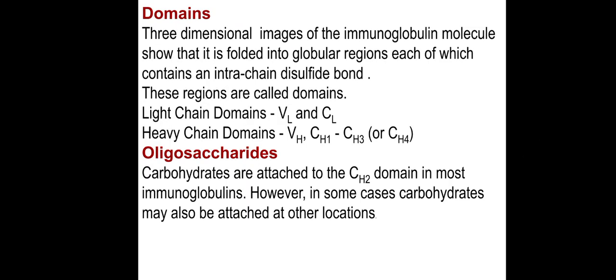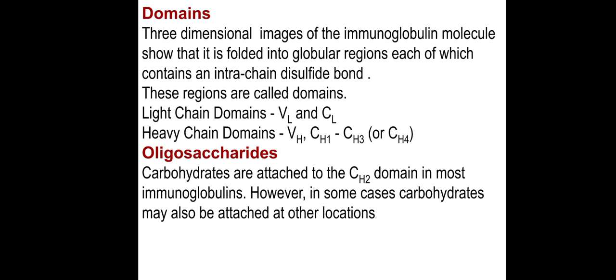Domains. On seeing the three-dimensional image of the immunoglobulin molecule, it shows that it is folded into globular regions. Globular means globular proteins, each of which contains an intra-chain disulfide bond. These regions are called domains: the light chain domain and the heavy chain domain, as we have seen earlier. In the light chain, we can see two regions, the variable light chain and the constant light chain. Likewise, in the heavy chain, we have two domains, the variable heavy chain and the constant heavy chain.